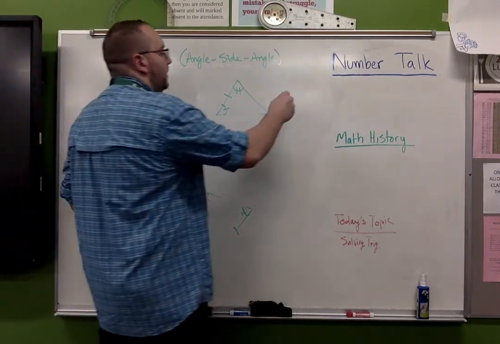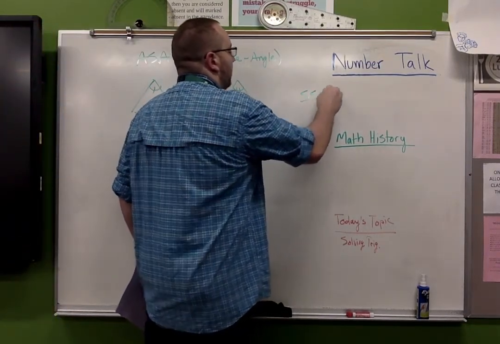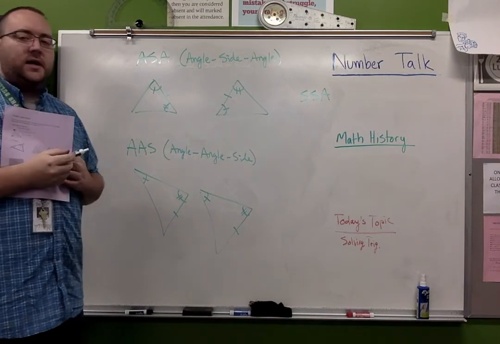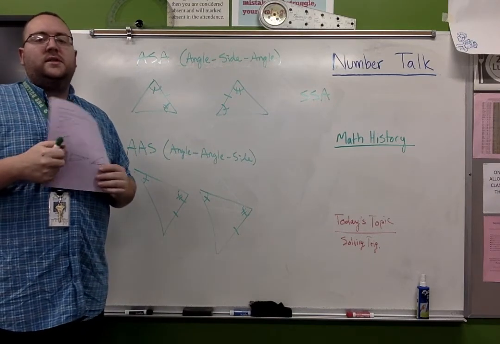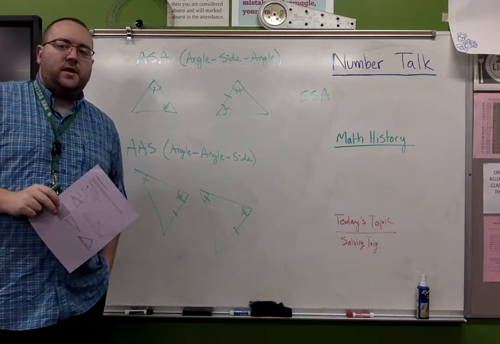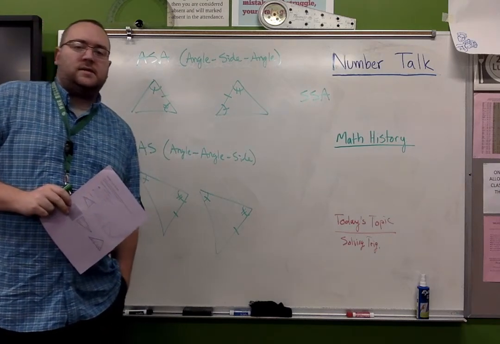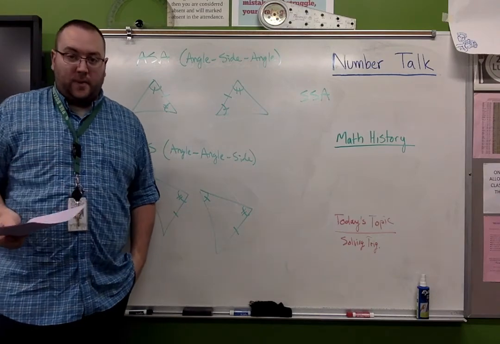Now, this right here, side, side, angle, is not a congruency statement. In fact, we don't even use it. The only time this ever works is in a right triangle, and we call it hypotenuse leg, not side, side, angle, because in a right triangle we have a hypotenuse.